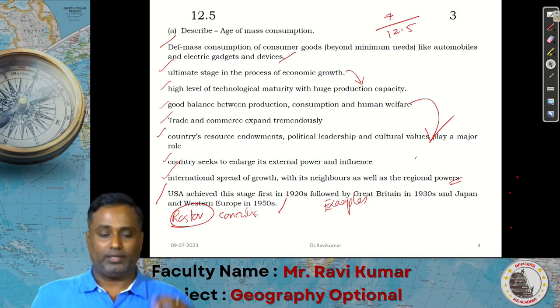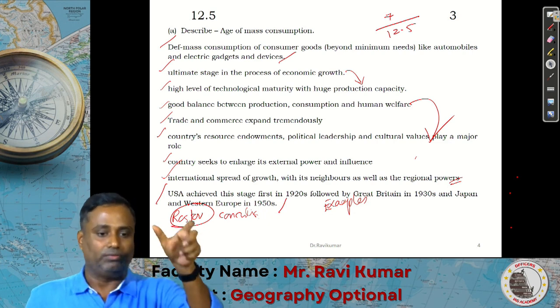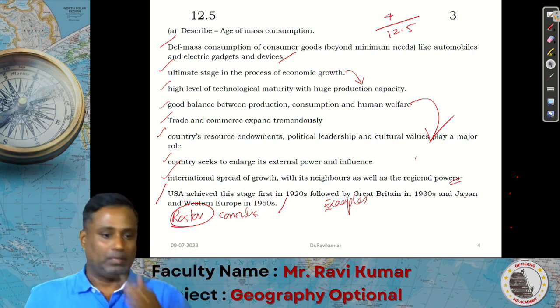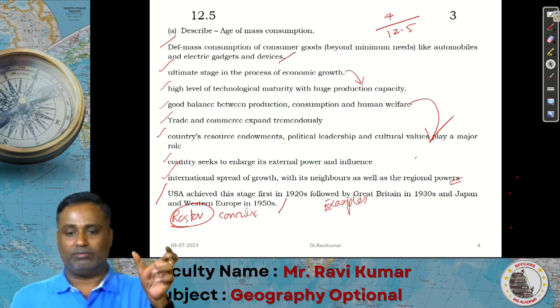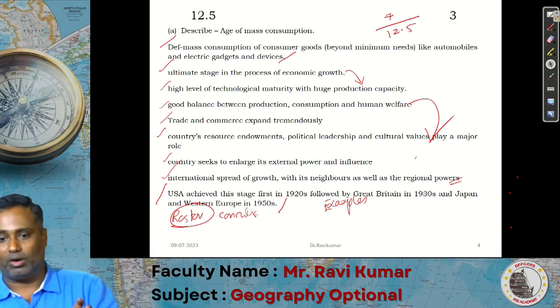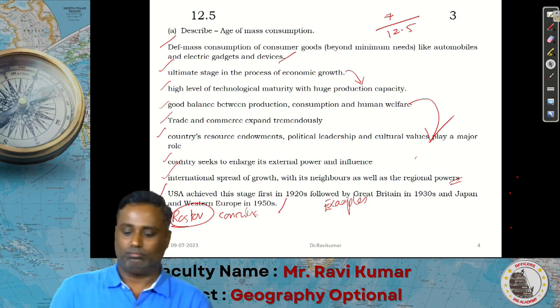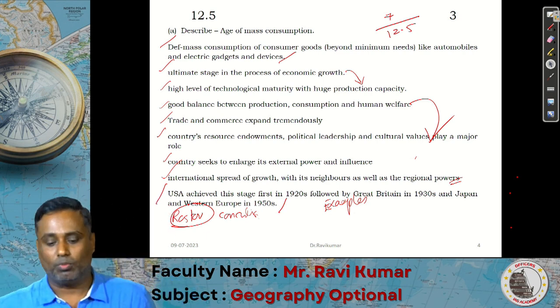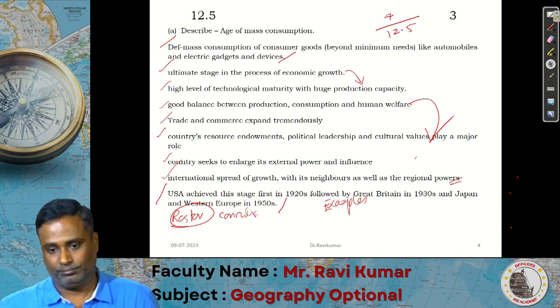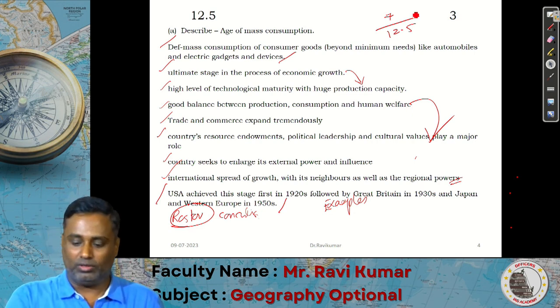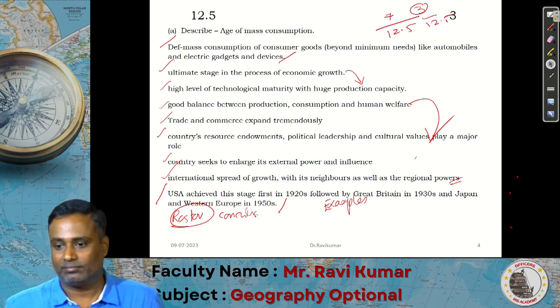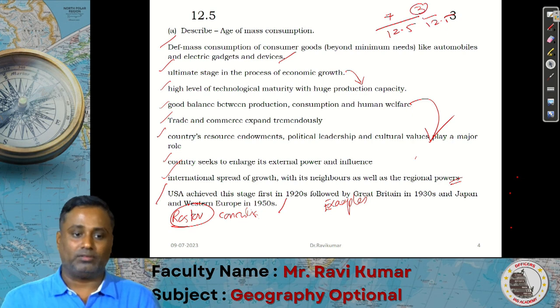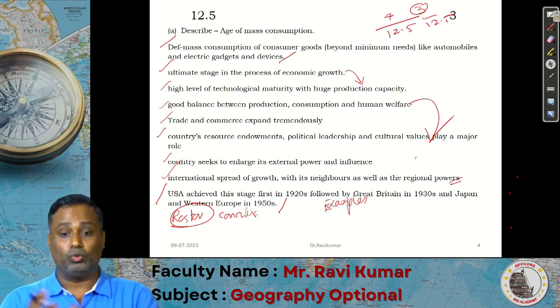Suppose you write this question only with Rostow's model, starting with "this is the age of mass consumption given by Rostow in the 5th stage of the model," and you keep explaining about Rostow. You are giving the same content, but from the perspective of Rostow. How much mark will you get? Obviously, you will get only 3 marks out of 12.5. So you know that answer, but because of the way you perceive the question, you lose 4 marks.